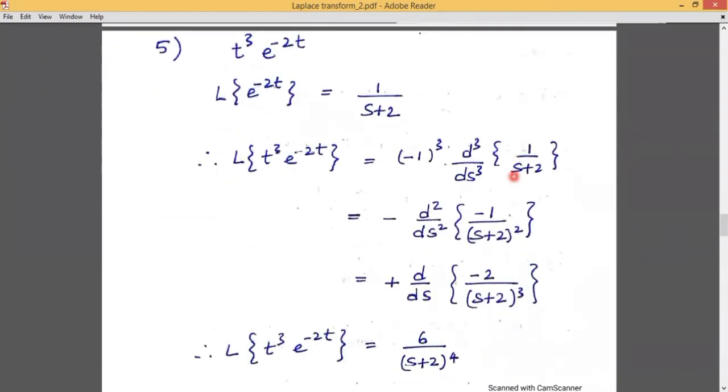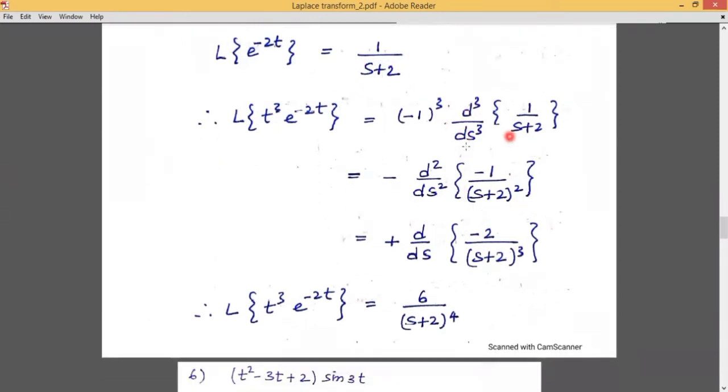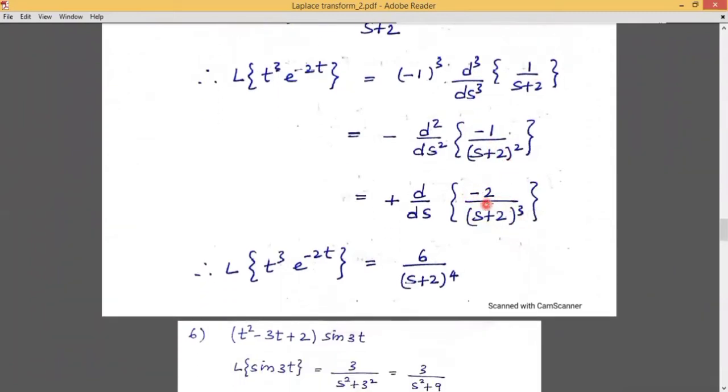Okay, moving on to the next problem. T cube into e power minus 2t. First, we'll find the Laplace transform of e power minus 2t. It is 1 by s plus 2. T cube means, according to the formula, it is minus 1 whole cube, and the third derivative of 1 by s plus 2. So here I have written the first derivative, it is minus 1 by s plus 2 whole square. And again here I have written the second derivative, minus 2 by s plus 2 whole cube. And finally here it's the third derivative. So it is 6 by s plus 2 whole power 4.